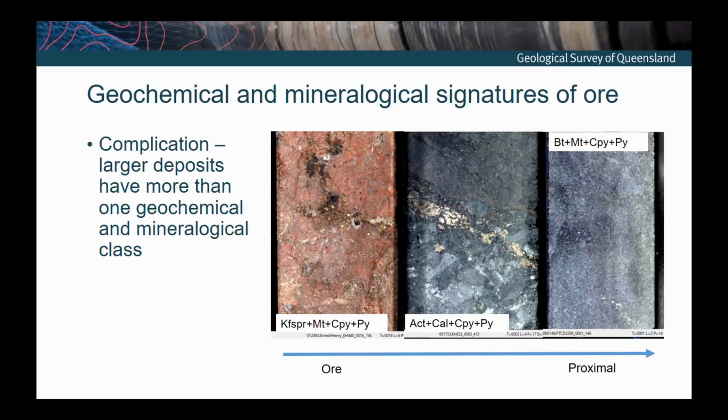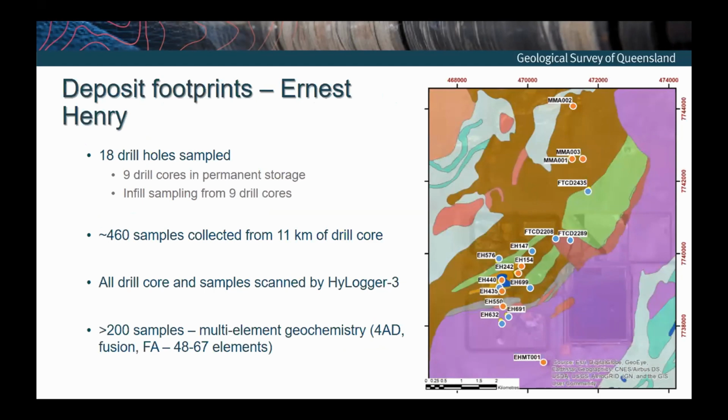So it would be interesting to have a look in detail at individual deposits of major significance and their footprint. We'll take you through an example of Ernest Henry, where we have done a fair bit more extensive study. Overall, it's 18 boreholes sampled throughout the region, going far into what appears to be background, kilometers away. Overall, we collected about 460 samples from 11 drill cores.